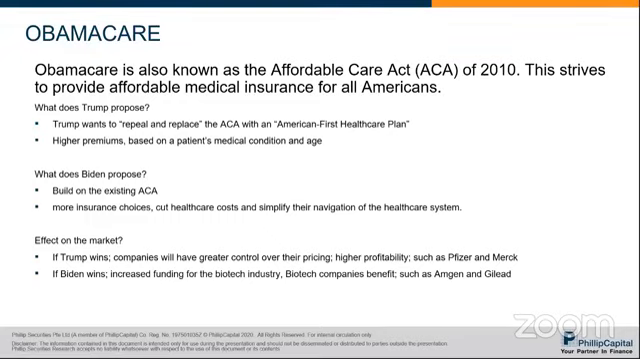Biden, on the other hand, proposes to build on the existing ACA. He intends to give Americans more insurance choices, cut healthcare costs, and simplify their navigation of the healthcare system. This direction could hugely benefit biotech and medical device industries, such as Amgen and Gilead, and even some medical device companies such as Abbott Laboratories could also be beneficial for them as well. So that more or less covers the healthcare section.